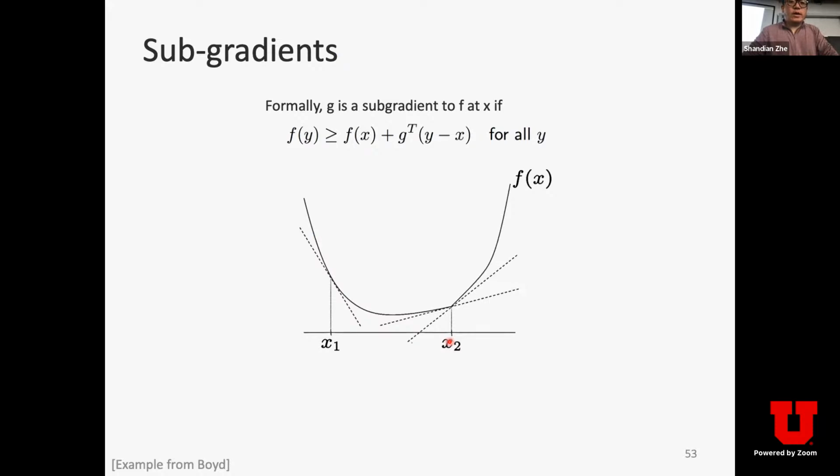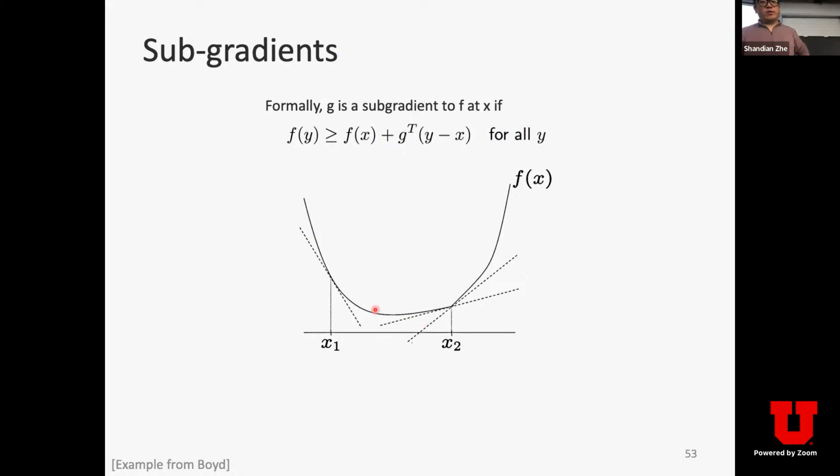Here we require f to be a convex function. Given that f of x is convex, at any point, if we can draw a line which still stays below the entire body of f of x, then the slope of that line is called a subgradient.